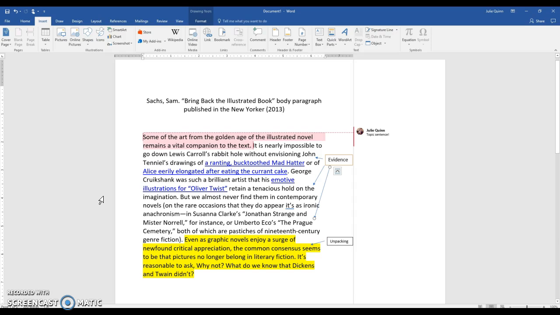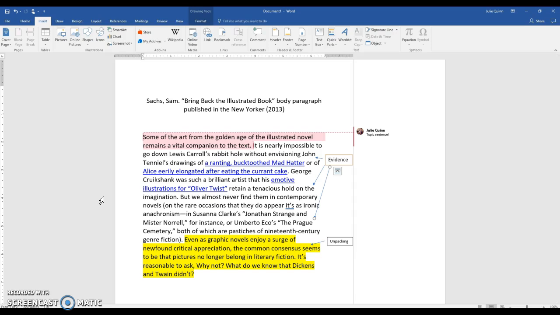But we almost never find them in contemporary novels. On the rare occasions they do appear, it's as ironic anachronism in Susanna Clarke's Jonathan Strange and Mr. Norrell, for instance, or Umberto Eco's The Prague Cemetery, both of which are pastiches of 19th century genre fiction. That was the third bit of evidence.